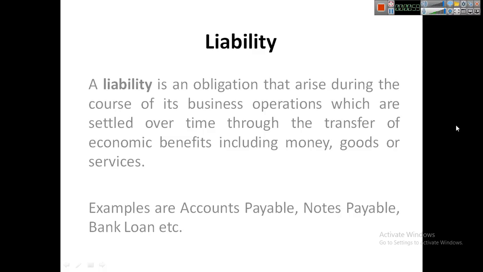The liability. Liability is always an obligation. And why is it arising? It arises during the course of its business operation. If you purchase something on credit, then the liability will arise. If you take some loan from the bank, the liability will arise, which is settled over time through the transfer of economic benefits including money, goods or services.